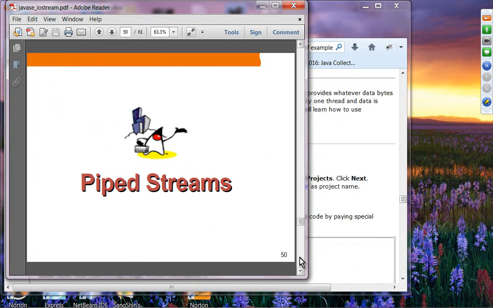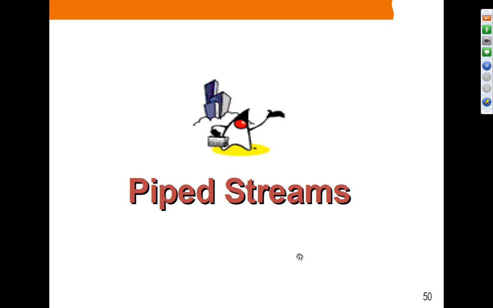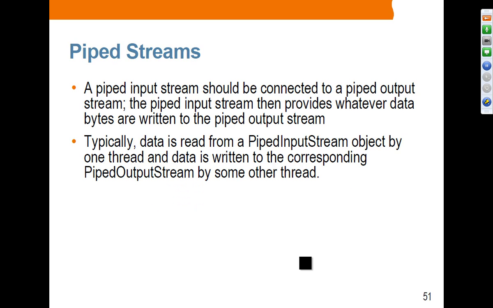Okay, so next are pipe streams, and pipe streams are sort of simulating the pipe operator in macOS and Unix environments. A pipe input stream should be connected to a pipe output stream, and the pipe input stream then provides whatever data bytes are written to the pipe output stream. In Unix, you can have two different commands connected through a pipe, right? So whatever output from the first command is provided as an input to the next. This is exactly what the pipe input stream and output stream do.